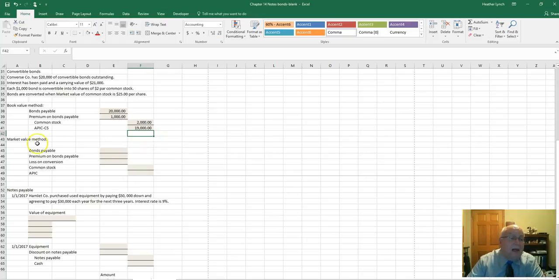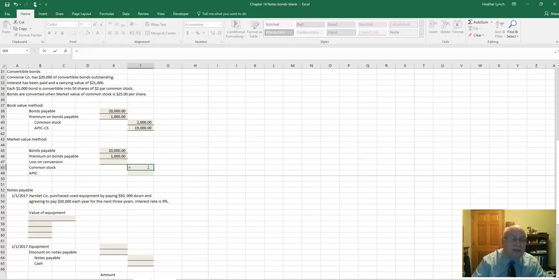Okay. Market value method, we use the market value of the stock. This is the book value method, is the book value of the bonds. This is the market value of the stock. However, this is still going to be 20,000, and this has to be 1,000 because that's what we converted. Then we come down here and we get the stock. We do it the same way. We had 20 shares times 50 times 2.